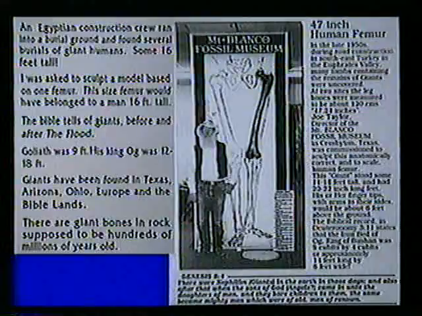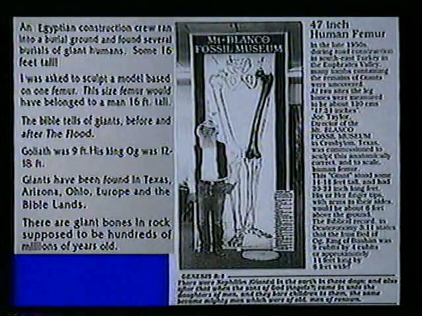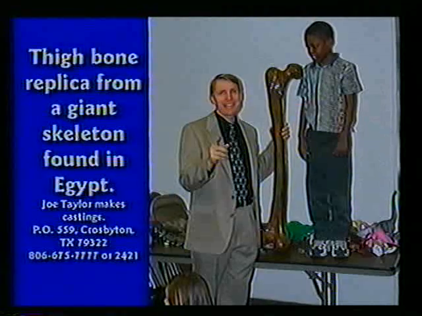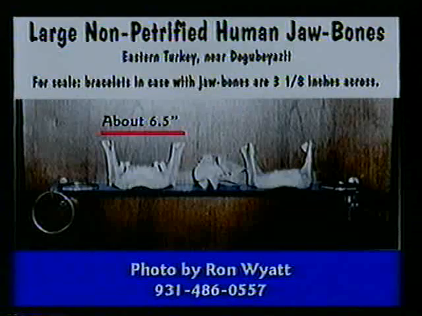Giant skeletons have been found in Texas, Arizona, Europe, Ohio, and in the Bible lands. There are giant bones in rock supposed to be hundreds of millions of years old. That's the problem, is that stupid evolution theory that hinders people from doing research. Here's a kid standing next to the replica of the thigh bone here that was found in Egypt. In Turkey, giant skeletons, giant jawbones, are on display right now.